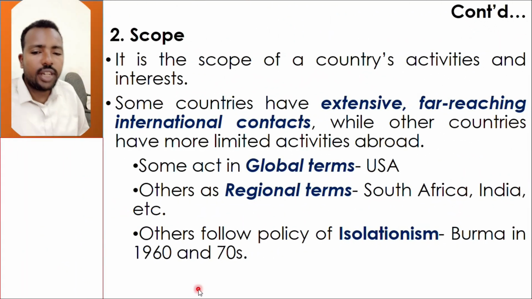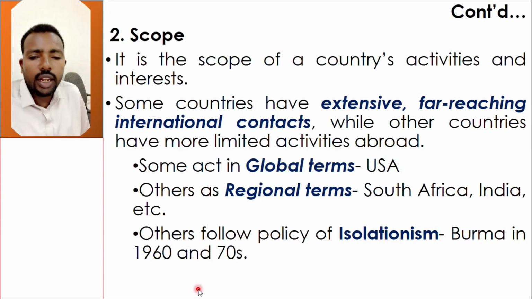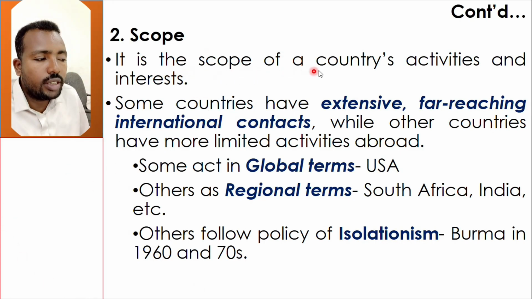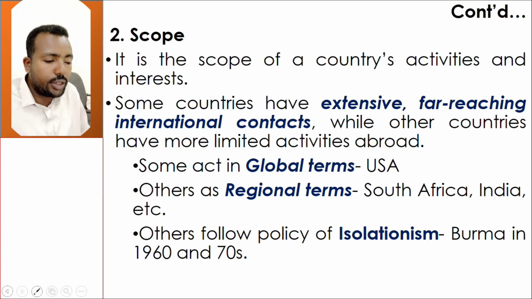And the second foreign policy dimension is the scope. This is basically the focus of the country's activities and interests. Scope is the scope of countries' activities and interests. That means some countries have extensive, far-reaching international contacts, while other countries have more limited activities abroad. So, from that perspective, we can categorize this form of scope of foreign policy in three areas. Some states act in global terms.